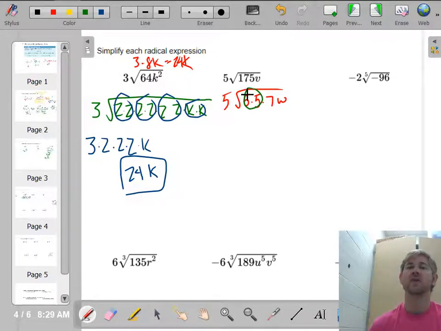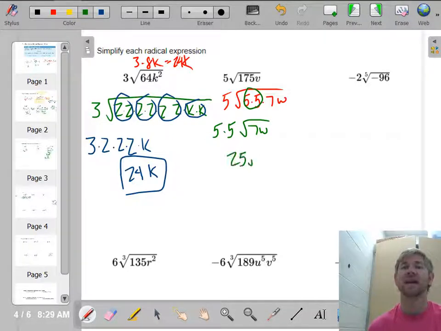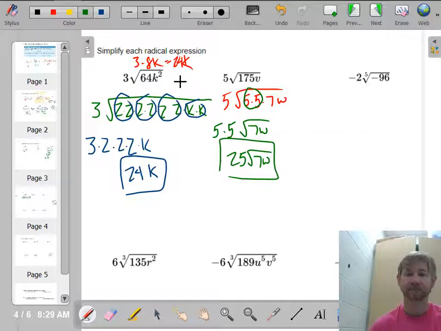Found one. So one 5 is going to make it out, but there's already another 5 out here, so that 5 is going to join him. And then underneath, a 7, he doesn't have any friends, so he's not coming out. And W doesn't have any friends, so he's not coming out, so it's 7W stuck in the root. On the outside, though, I can simplify that. That's 25 radical 7W. There you go.